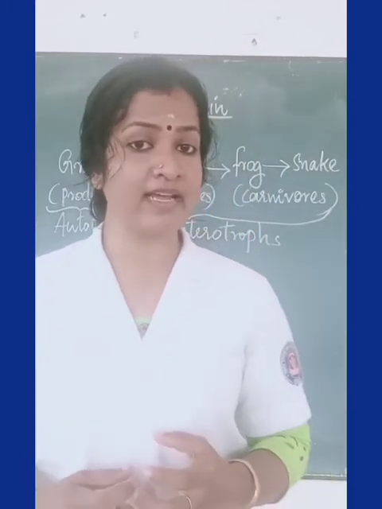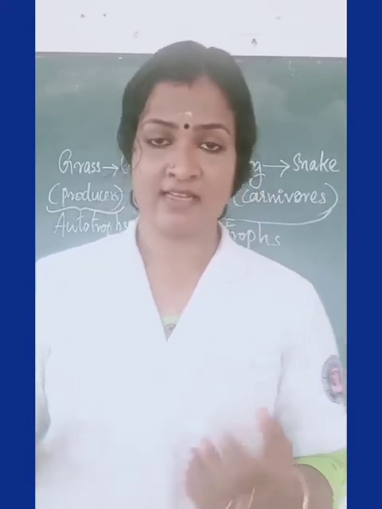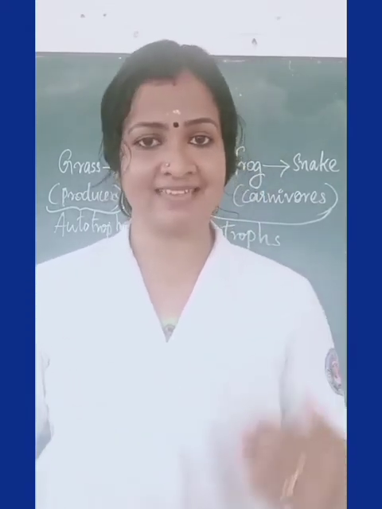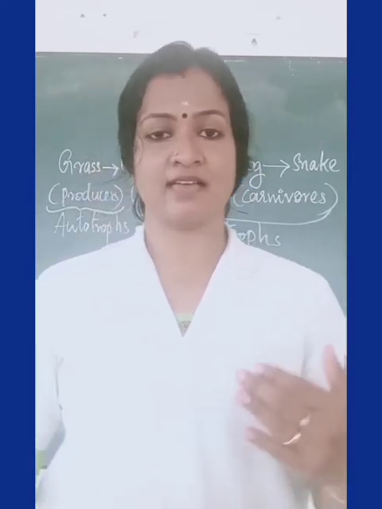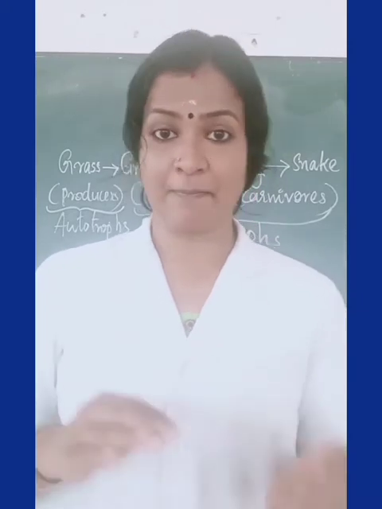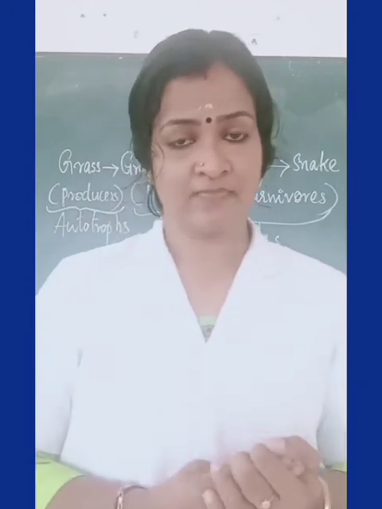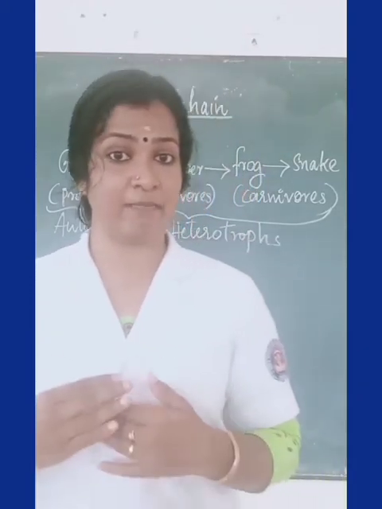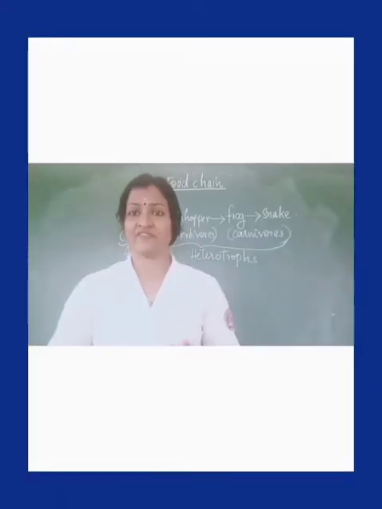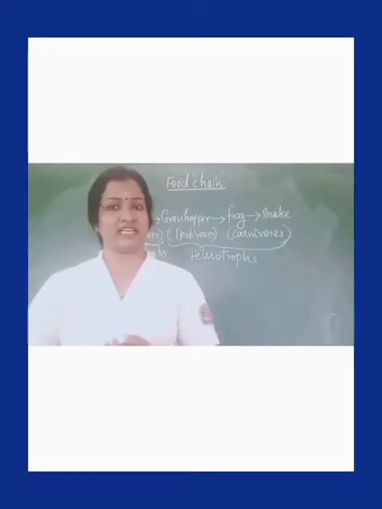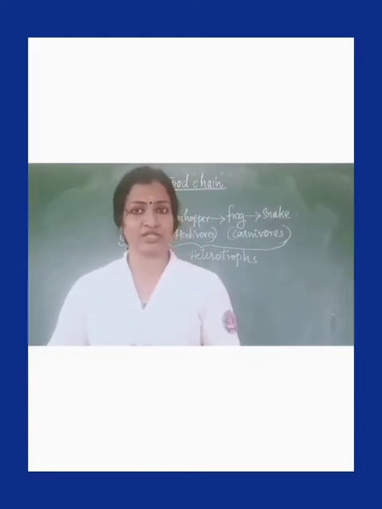So biotic components means living things. Abiotic means non-living things. Living things include plants, animals and microorganisms. All these organisms depend on each other directly or indirectly. We can show this interdependency by food chains and food webs. A food chain is a linear network of links in a food web. It also shows how the organisms are related to each other.